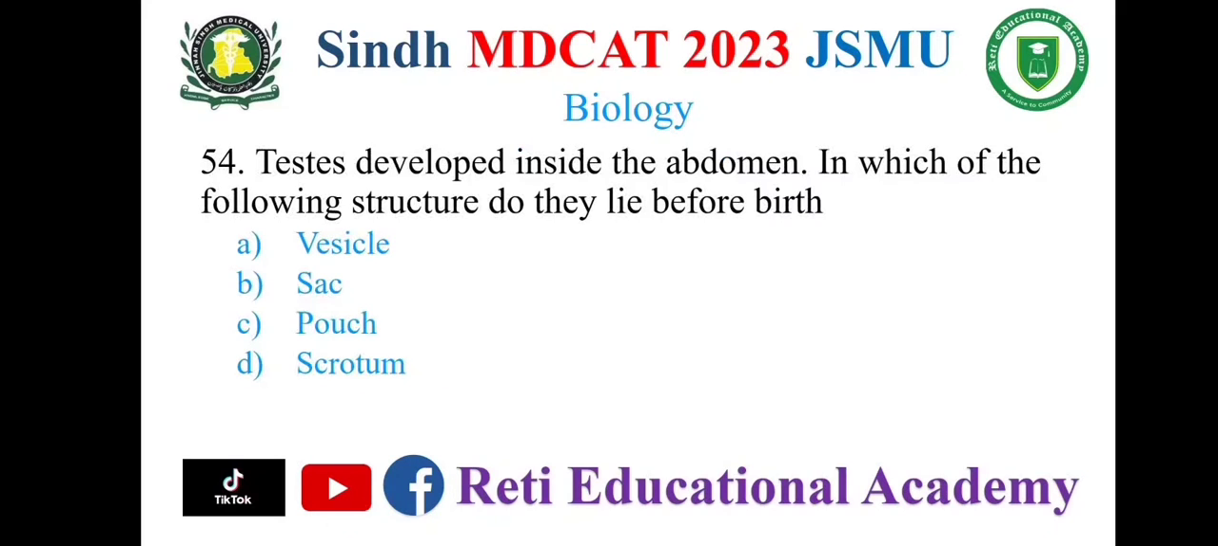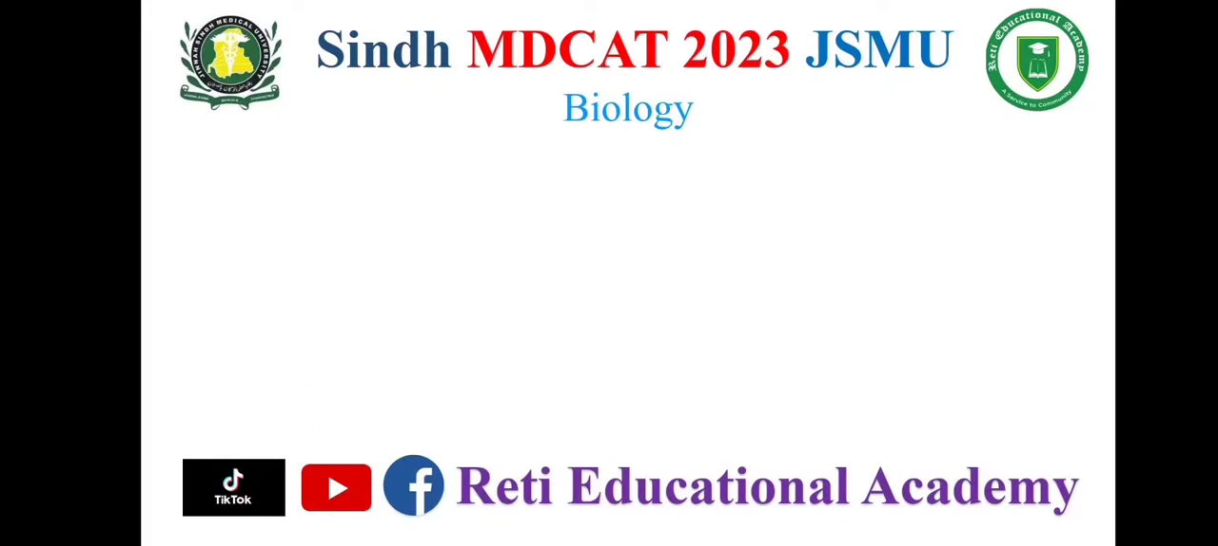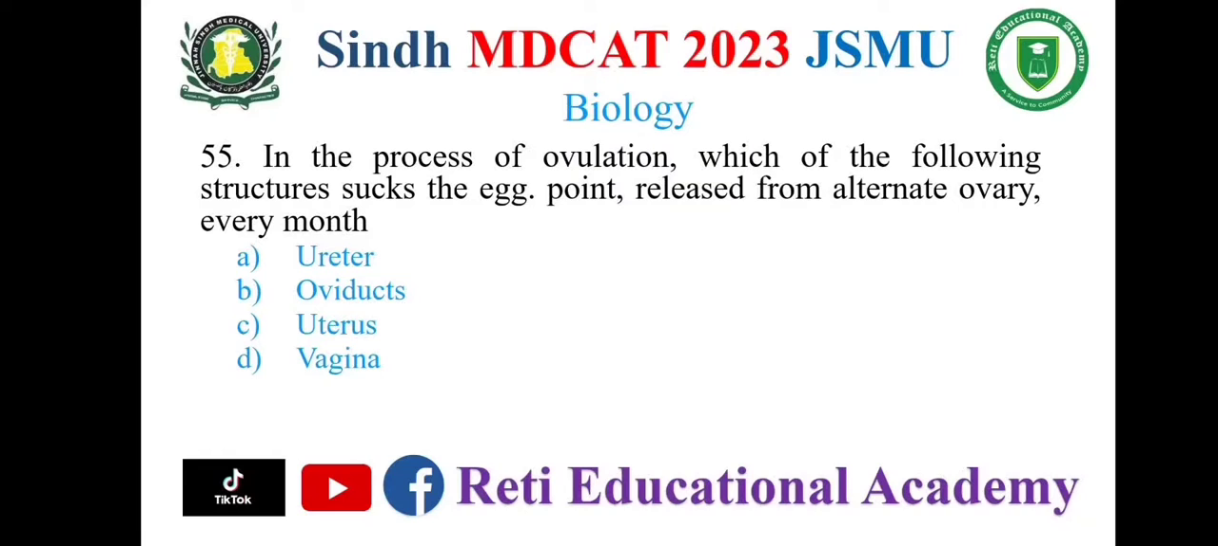Mesosomes. Question number 54. Testes developed inside the abdomen. In which of the following structures do they lie before birth? A. Vesicle, B. Sac, C. Pouch, D. Scrotum. And the correct option is D. Scrotum. Question number 55.